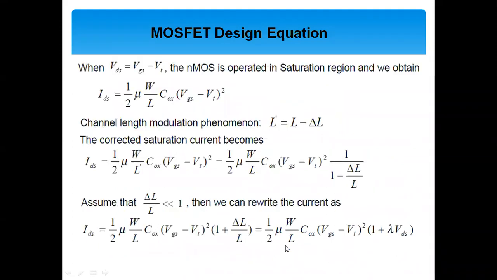Thereafter, if you consider an n-MOSFET that operates in the saturation region, VDS is equal to VGS minus VT. So if you replace that VDS value, you will get this type of equation. If you consider the channel length modulation phenomenon, that is L dash is equal to L minus delta L, you will get this final IDS equation.